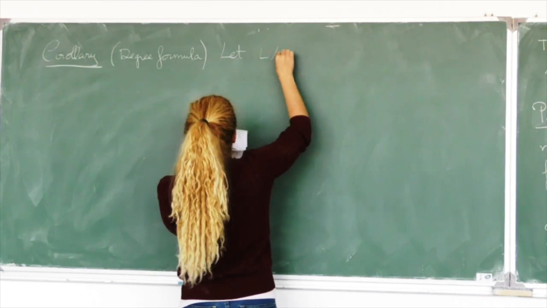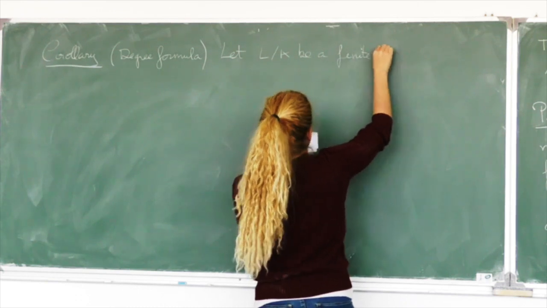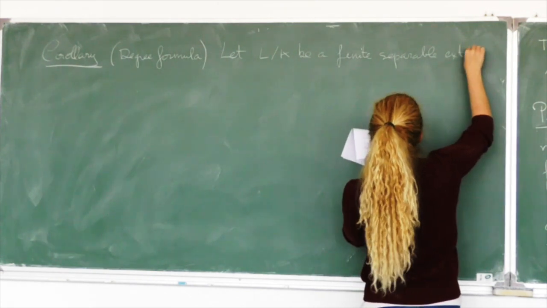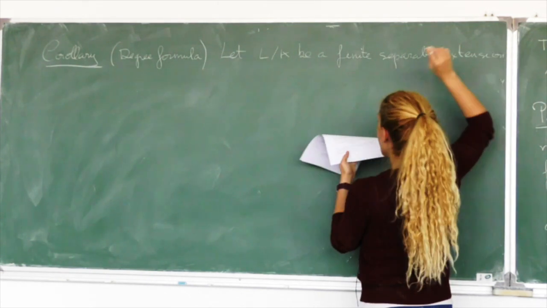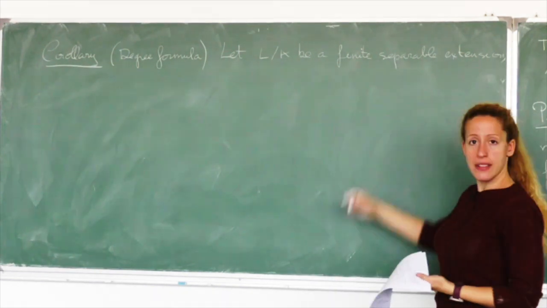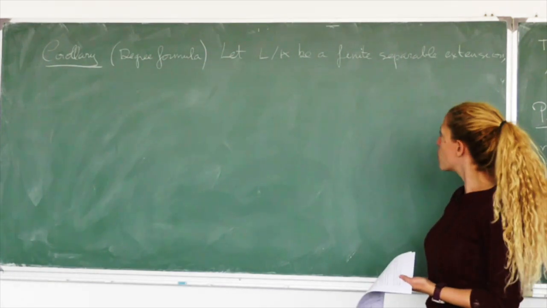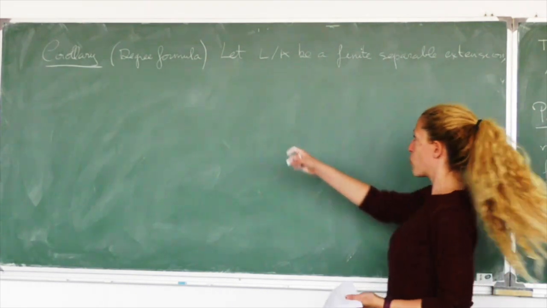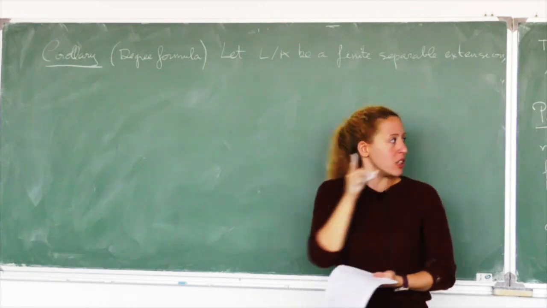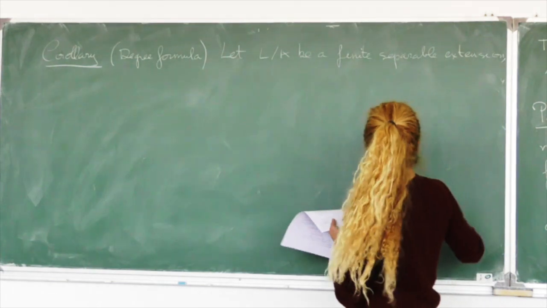Let L over K be a finite separable extension. Why do I need that finite separable extension? Because basically those are the extensions for which the primitive element theorem holds. And then for those extensions, I know that I can always write L as K of alpha for some alpha. And then I'm in the conditions of the previous proposition. Okay, so this is why we have this condition here.